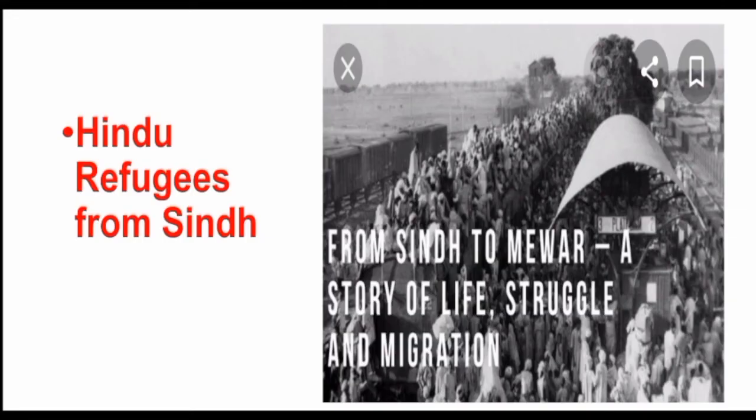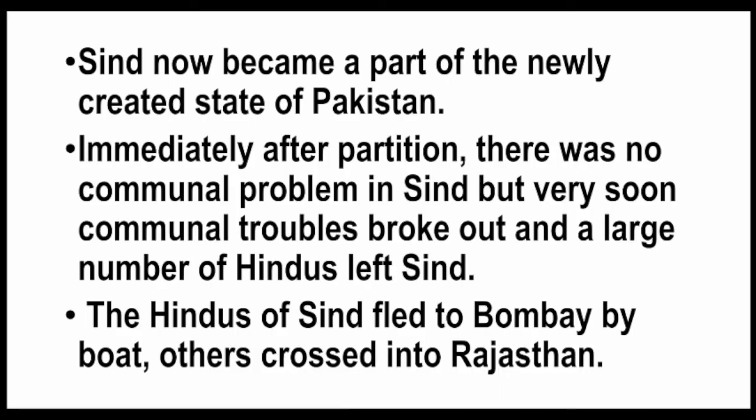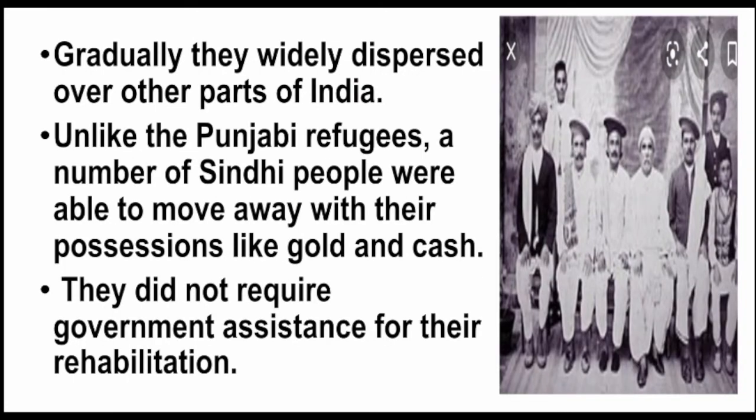Now let us discuss those refugees who had come from the Sindh area. Sindh now became part of the newly created state of Pakistan. Immediately after partition, there was no communal problem in Sindh, but very soon communal trouble broke out and a large number of Hindus left Sindh. The Hindus of Sindh fled to Bombay by boat, others crossed into Rajasthan. So basically Bombay and Rajasthan were the two places where the Hindus of Sindh had moved to after the partition of India and Pakistan. Gradually they spread widely over other parts of India.